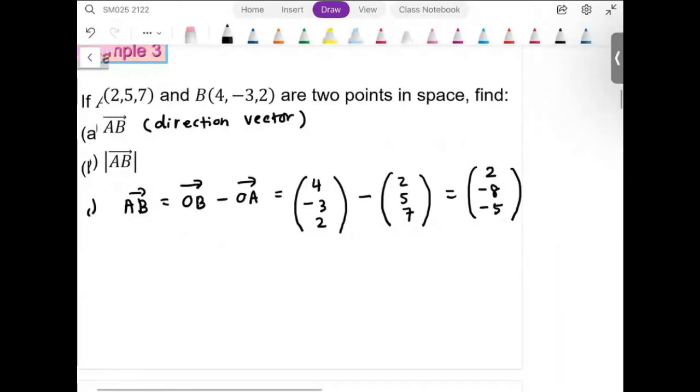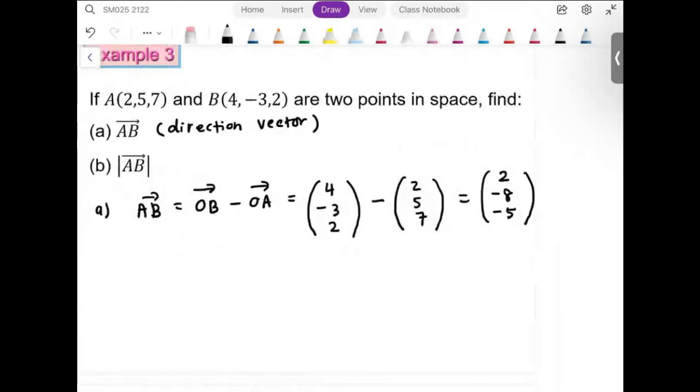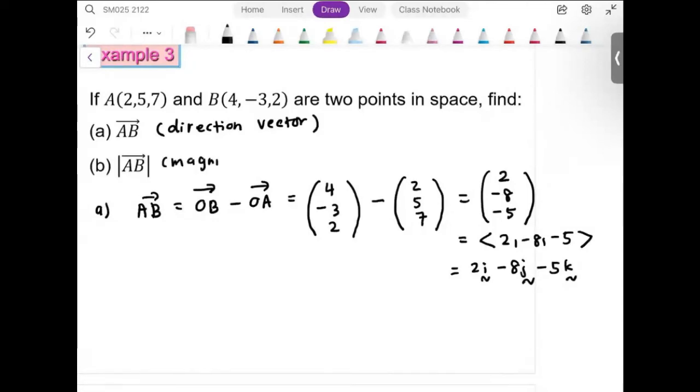And then kalau awak nak convert pergi any other form, boleh lah, tak ada masalah. Nak bentuk pointed tadi, 2, -8, -5. Bentuk pointed vector. Oh, nak tulis dalam bentuk IJK? No problem juga. 2i minus 8j minus 5k. Okay, that's for direction vector AB. Moving on, next one kita ada tu modulus kat situ. When it comes to modulus, this is basically magnitude.